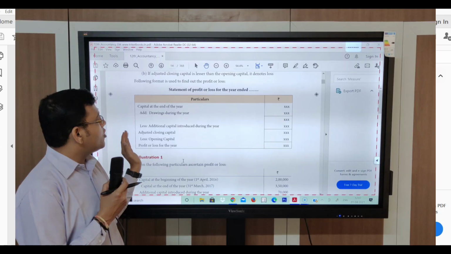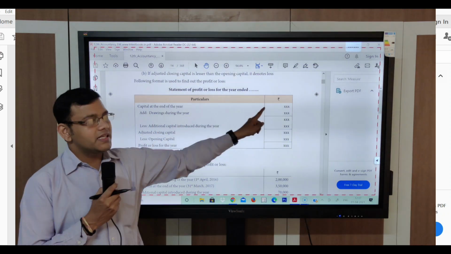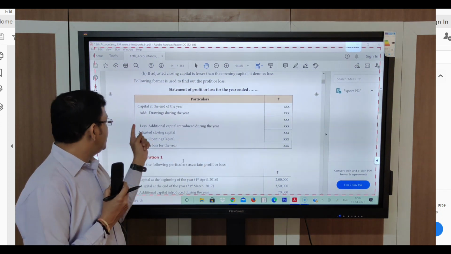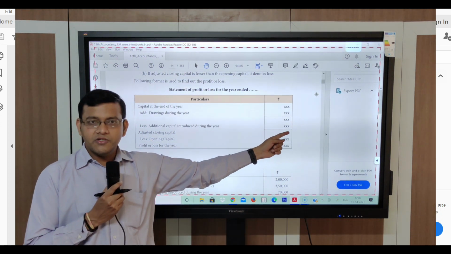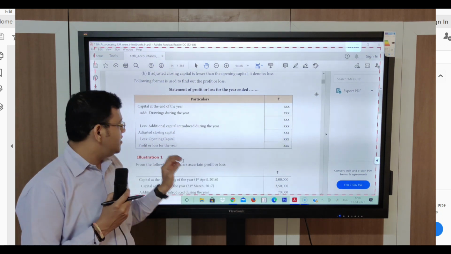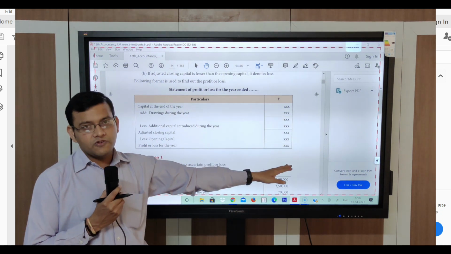That leads to the next format, which is the same as the formula. We are going to have the capital at the end of the year. Then we have the drawings, which are getting added. Then we subtract the additional capital introduced during the year and we get the adjusted closing capital. We'll compare that with the opening capital and we'll get the profit or loss for the year.